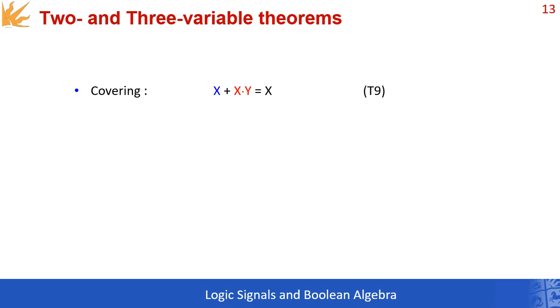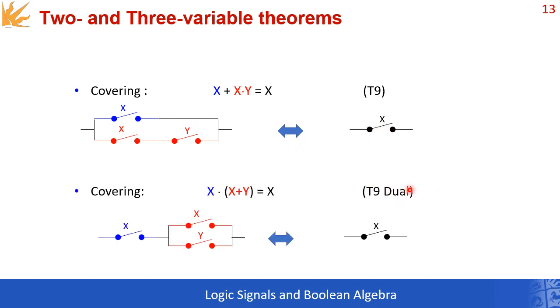Covering. Let's focus on covering now. As you can see with covering, if you've got one variable in both sides and you've got an OR operation, then x essentially covers y, and the result is x. In terms of switches, this is what happens. Because of the OR action over here, everything depends on the x.